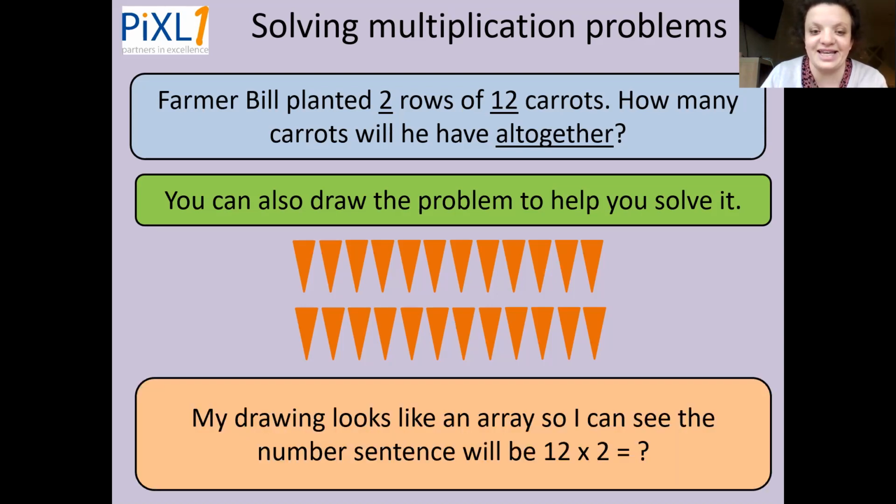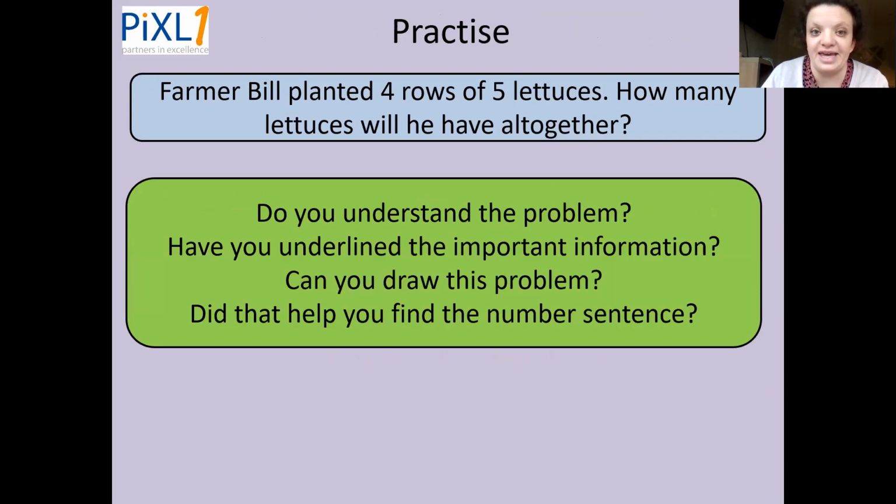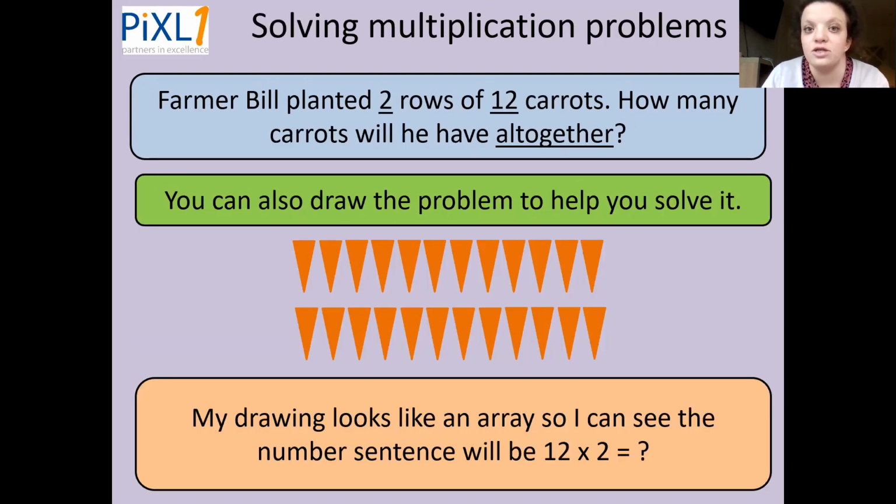Okay, and again, my drawing looks like an array, so I can see the number sentence could be 12 times 2 or 2 times 12, and my answer would be 24. Okay, if you got that as your answer, well done. You can draw it that way. You can either do 12 times 2 or 2 times 12. Each way round, it doesn't matter.